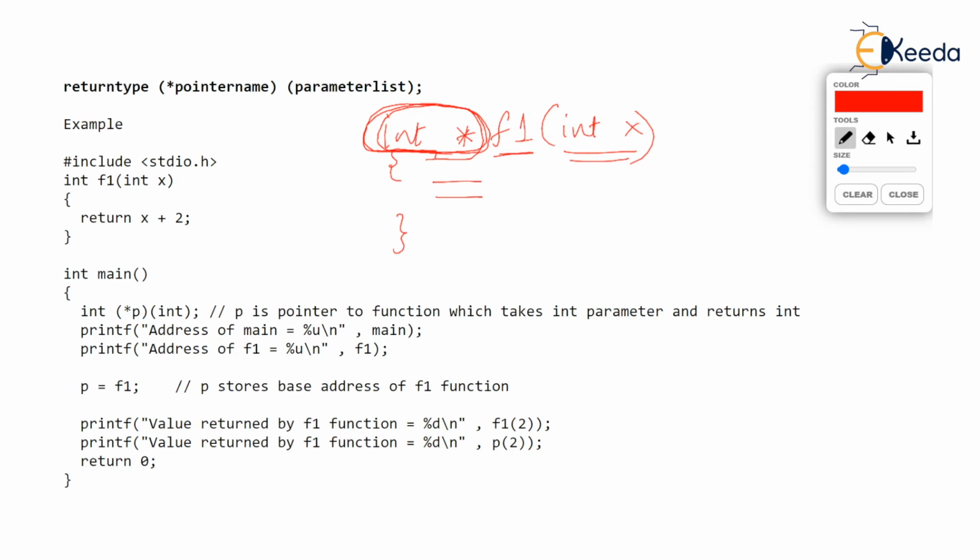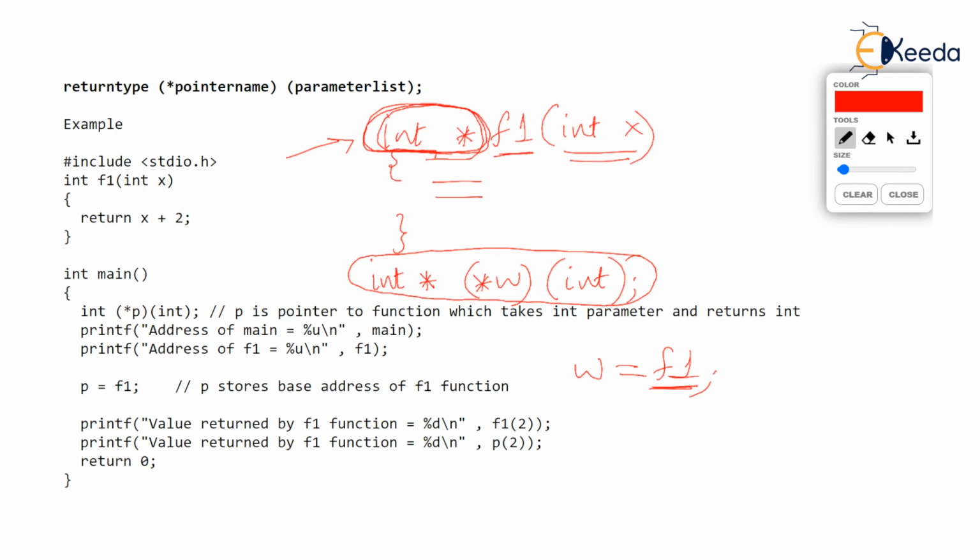Now suppose we want to declare a pointer to such a function. How would you declare? Put the pointer in the bracket. Let's say W is the pointer this time. What is the parameter taken by the function? It is int. What is the value returned by the function? It is an int pointer, semicolon. This becomes the declaration of the pointer to such a function which takes an int parameter and which returns an integer pointer. So how do you store the address of f1 in W? You just say W is equal to f1 because you know the name of the function gives the address of the function. So W will point to that function. Isn't it so? So I hope you are understanding how to declare a pointer to a function.